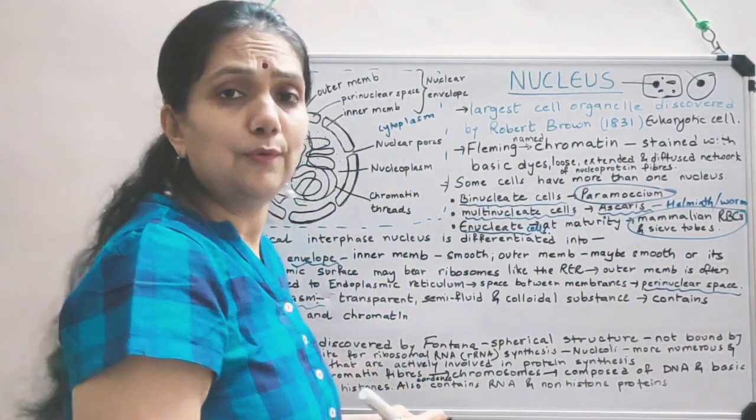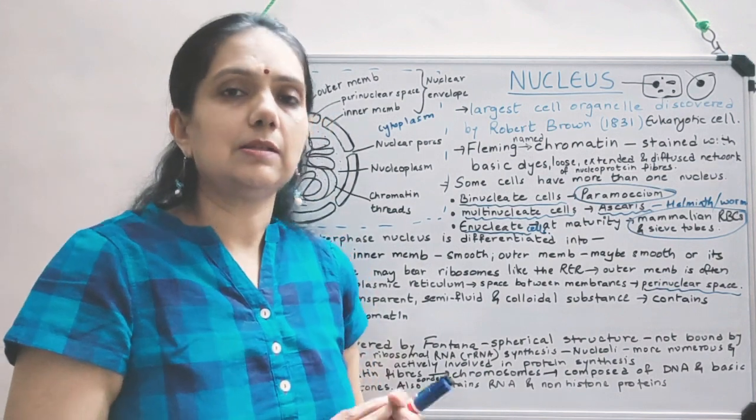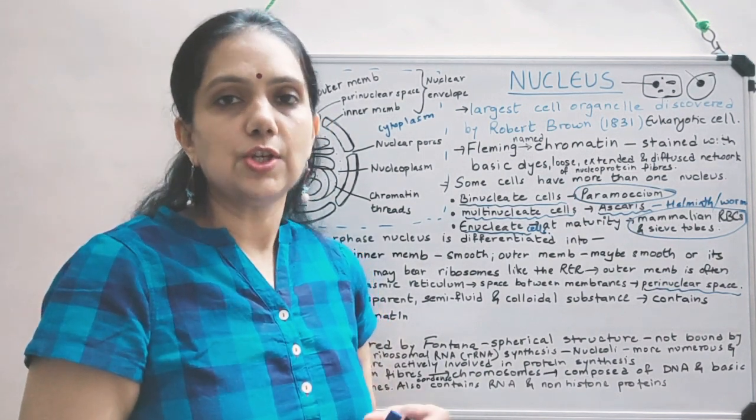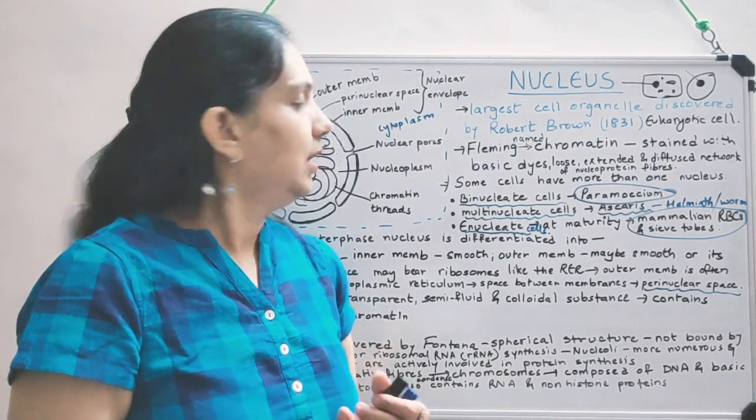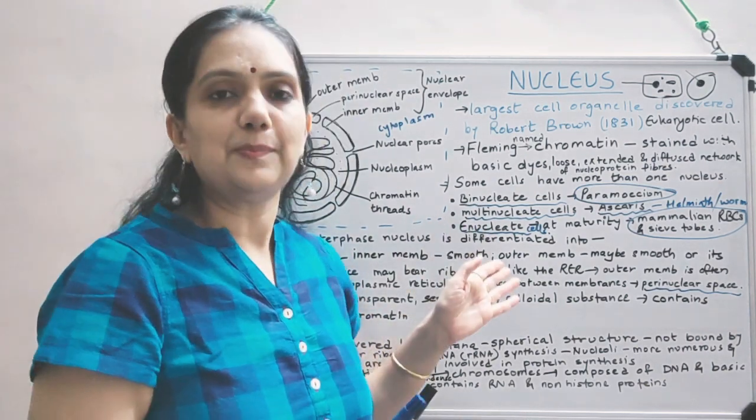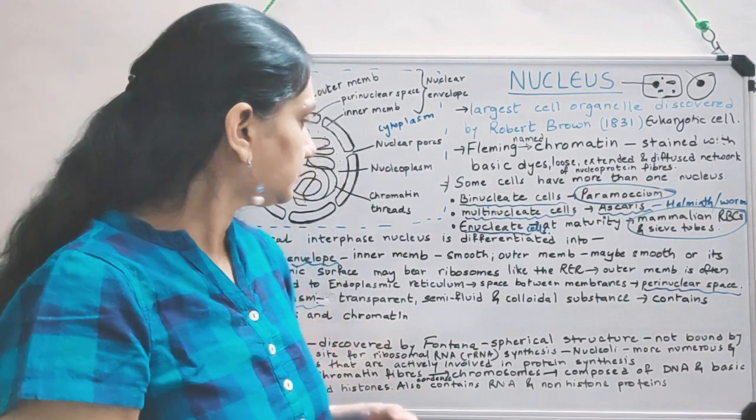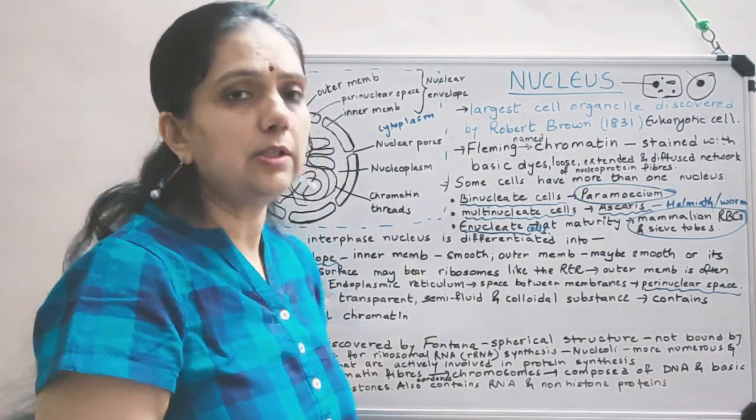You must have heard about the red blood cells. It has a concentration of hemoglobin in it, so there is absence of nucleus. So this is the introduction.